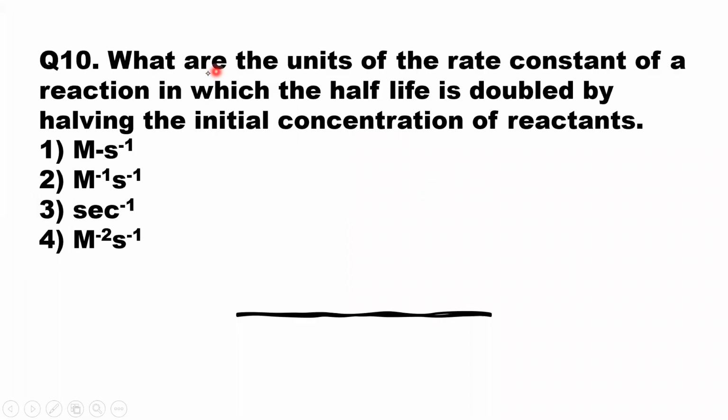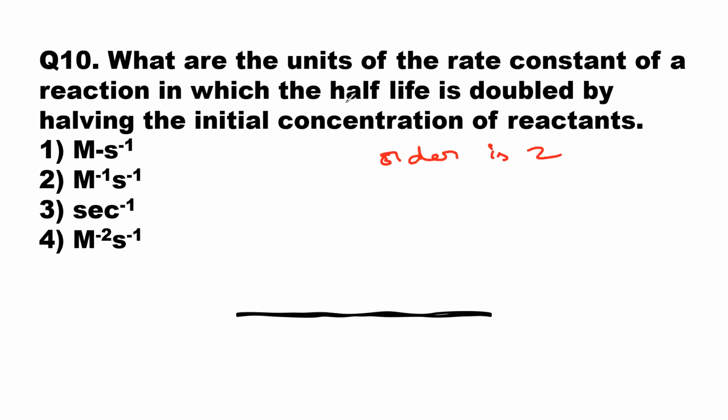Next question. What are the units of the rate constant of a reaction in which the half-life is doubled by halving the initial concentration of reactants? So here they are asking, half-life is doubled by halving the initial concentration of reactant. So definitely it should be second order. So the unit becomes mole inverse, second inverse, because the order is 2 for this reaction.